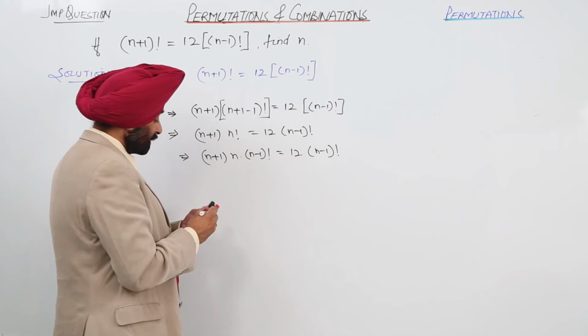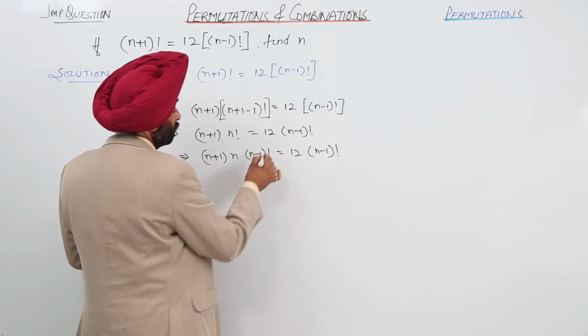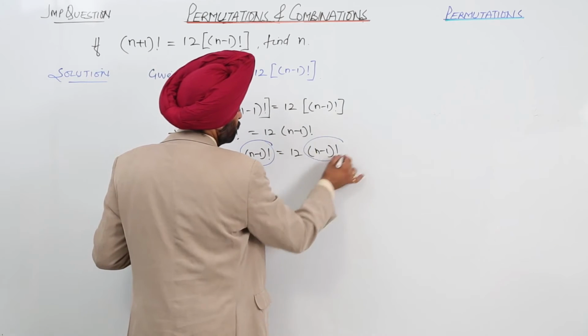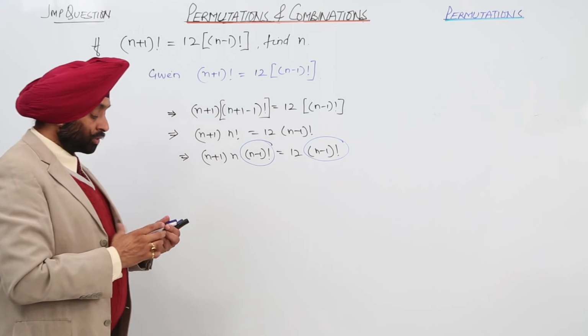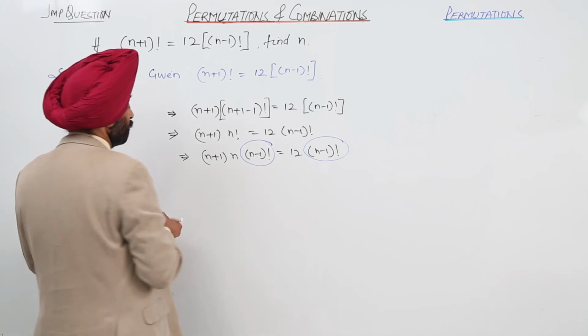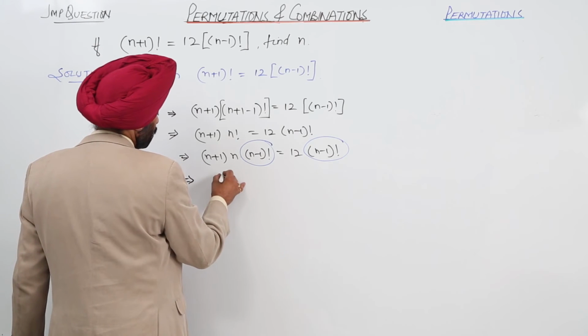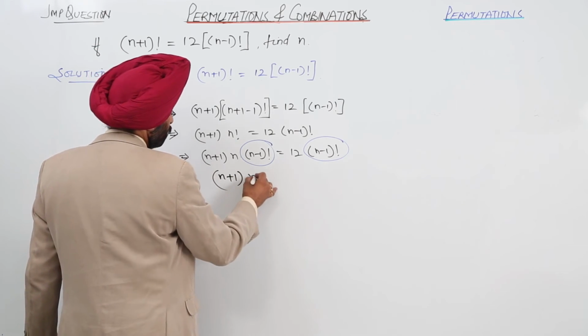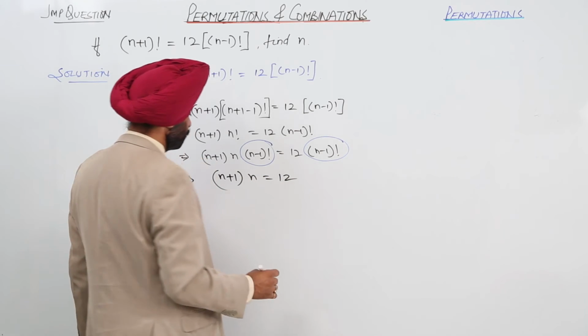Now these two terms are equal, here this one and here this one. So we can cancel these two terms. So what are we having now? We are having n plus 1 times n is equal to 12.